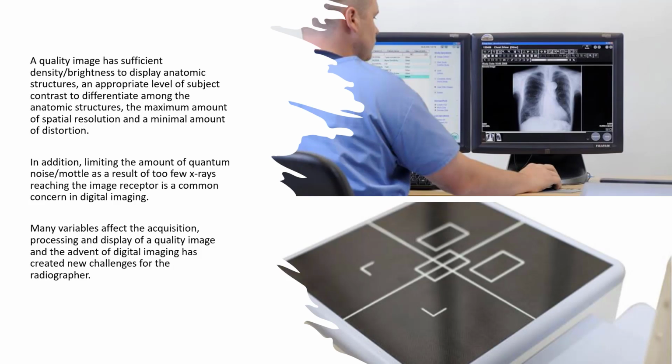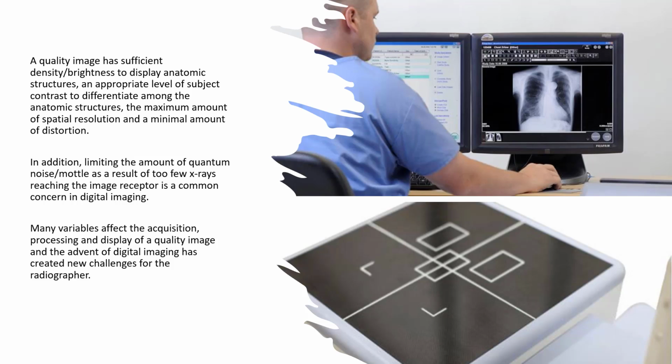When we do our image review, we know that a quality image has to have sufficient density and brightness to display the anatomic structures that we are looking for. So we need an appropriate level of subject contrast to differentiate among the anatomic structures. This means we need to have a good technique for the tissues and their attenuation. We also need to have good spatial resolution. We need to have as much detail as possible with a minimal amount of distortion. In addition, limiting the amount of quantum noise, or mottle, is a concern, because the radiation is too few X-rays and we get not enough data to work with the image.